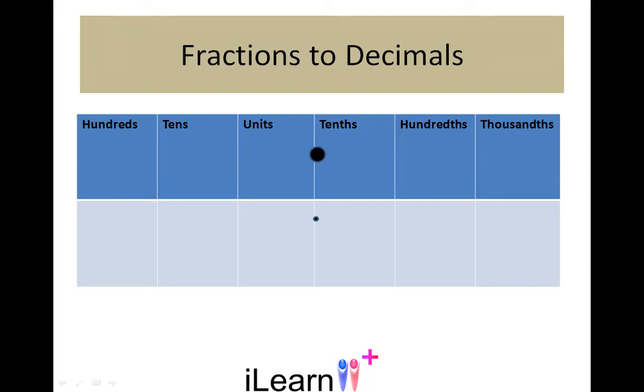What is 3/10 as a decimal? Look at the tenths column. This is where you will put the digit 3 for 3/10. So your answer will be 0.3. 3/10 equals 0.3.